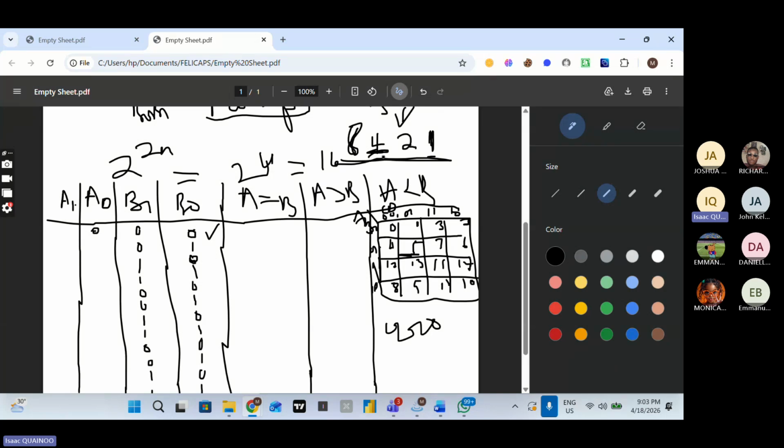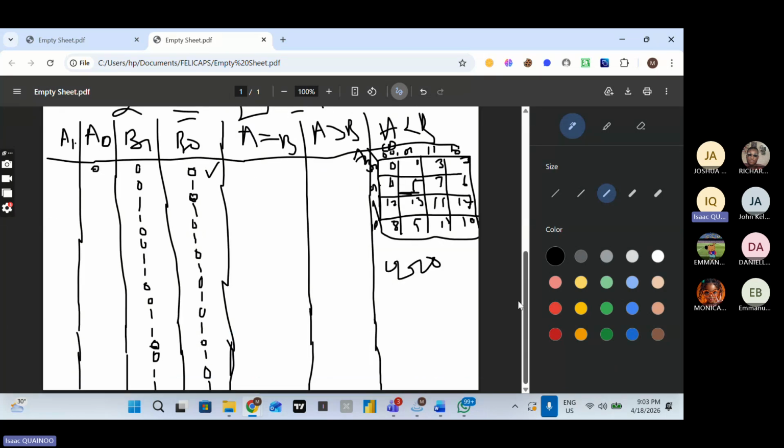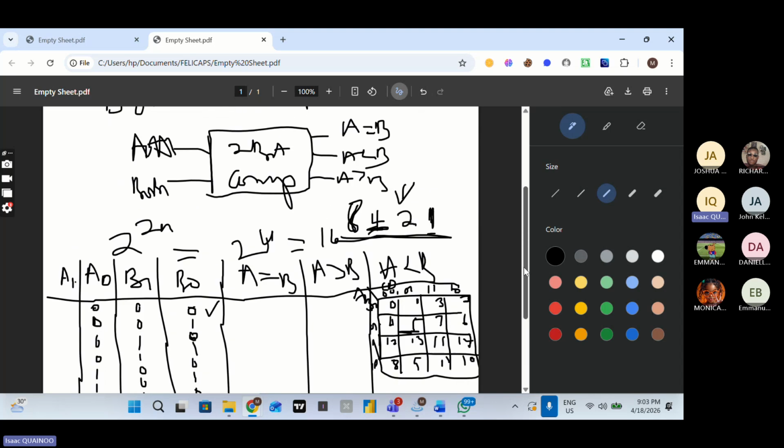So the third one is 4. The 4 means that you are going to repeat each 4 times. So you have 0 repeating 4 times: 0, 0, 0, 0, then 1, 1, 1, 1. Then you have 0, 0, 0, 0, 1, 1, 1, 1. And then the last one is 8, right?